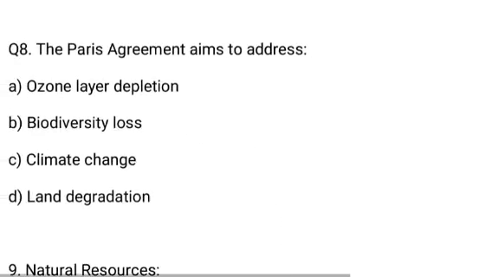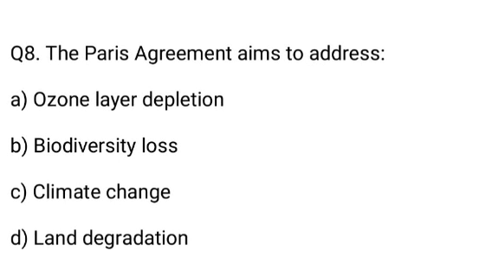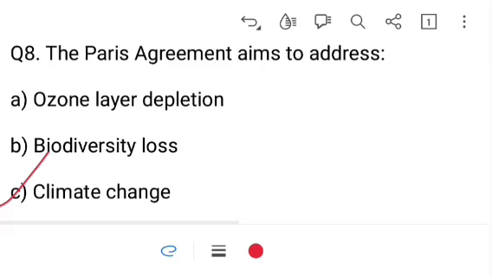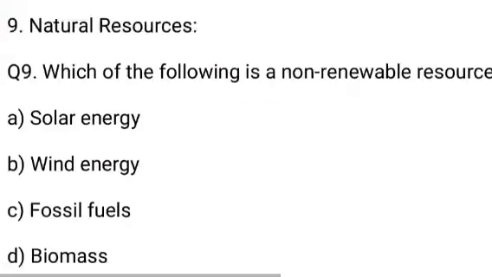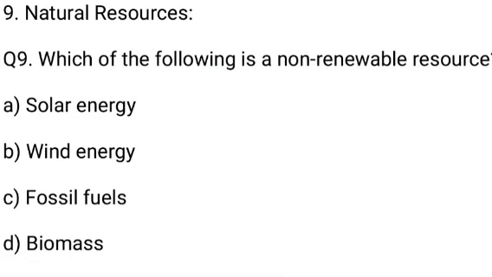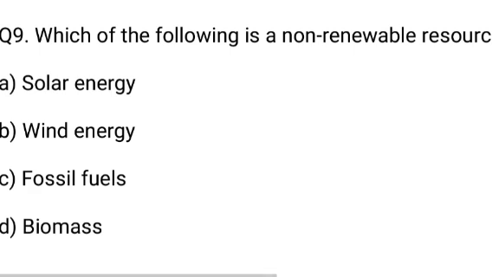The next topic is international agreements. The Paris Agreement aims to address what? Ozone layer depletion, biodiversity loss, climate change, land degradation. It will be climate change. Number 9, the topic is natural resources, and the question is, which of the following is a non-renewable resource? Solar, wind, fossil fuels, biomass. It will be fossil fuels.